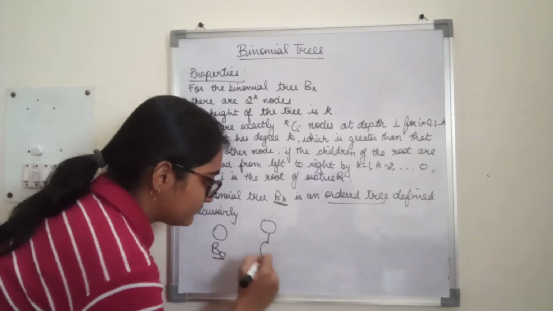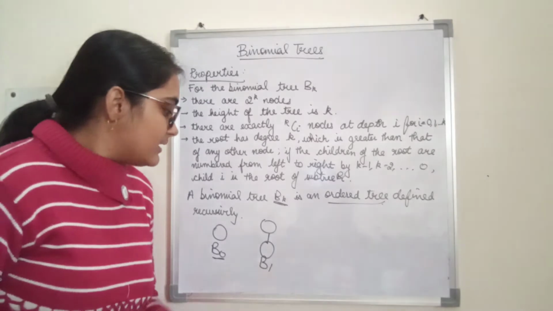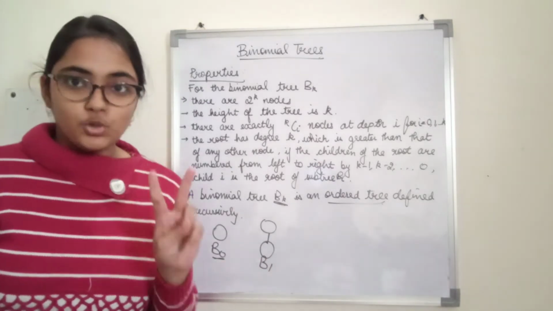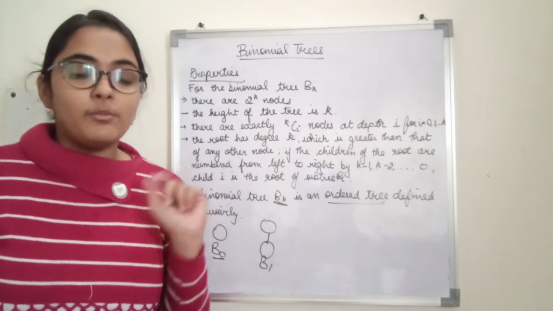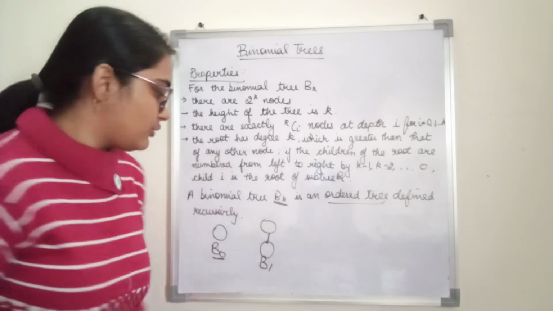So this is the binomial tree B1, right? Now how do we form B2? We have to link two binomial trees B1 to form B2. And how are we linking them? The root of one is made the leftmost child of the root of another, right?